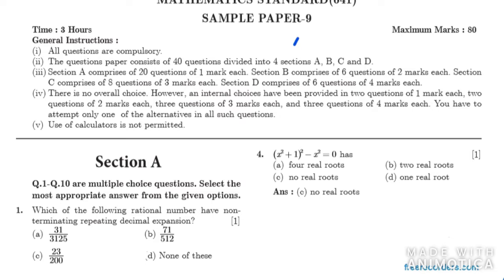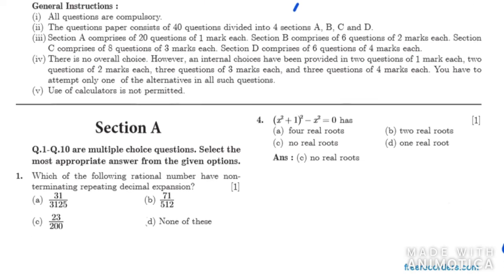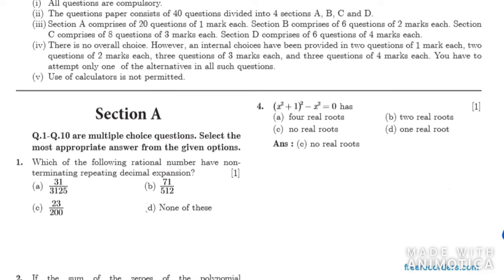Hello all, let's start with mathematics standard paper. So today I would be discussing sample paper based on standard mathematics test 2020. So in this video I would be doing section A, which has 20 questions of 1 mark each. So let's start with section A.